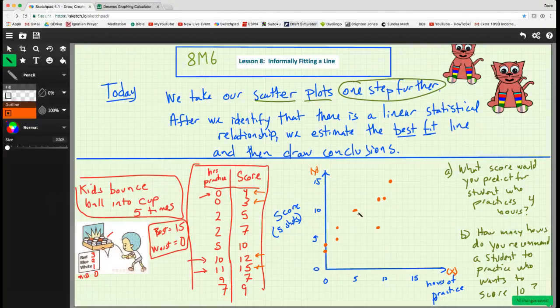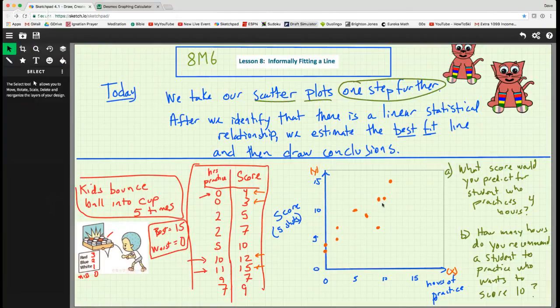And then we have 5, 10, 10, 12, 11, 15, 9, 7, and then 7, 9. I think I got this data drawn right here. 9, 12. No. So this one shouldn't be here at all. So there's all our points. So now we can start to draw.